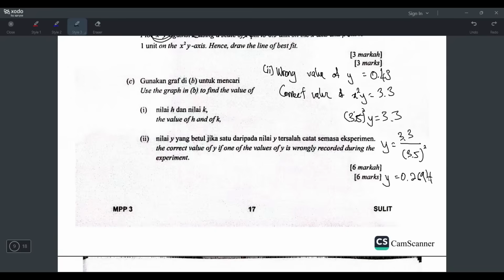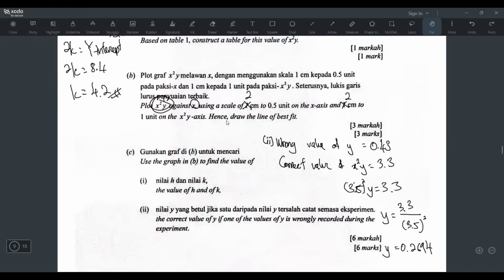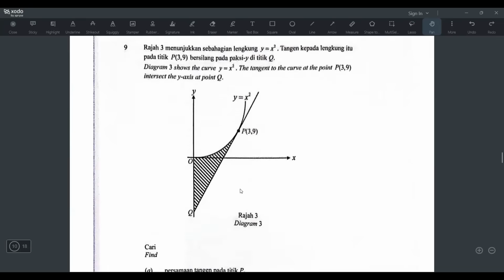Okay, all right. That's all for this question. This is how you do the 10-mark linear law question. All right, let's continue.